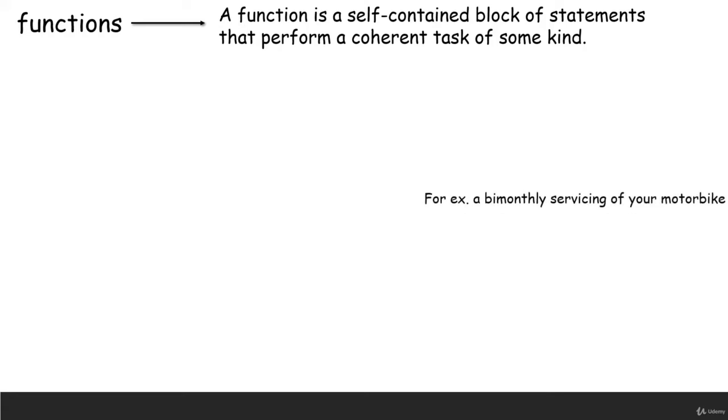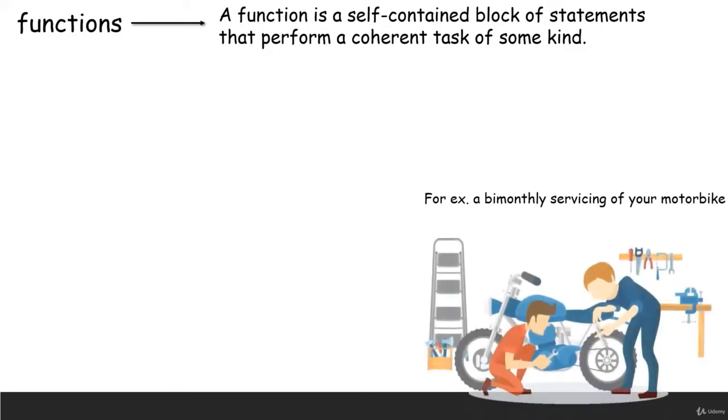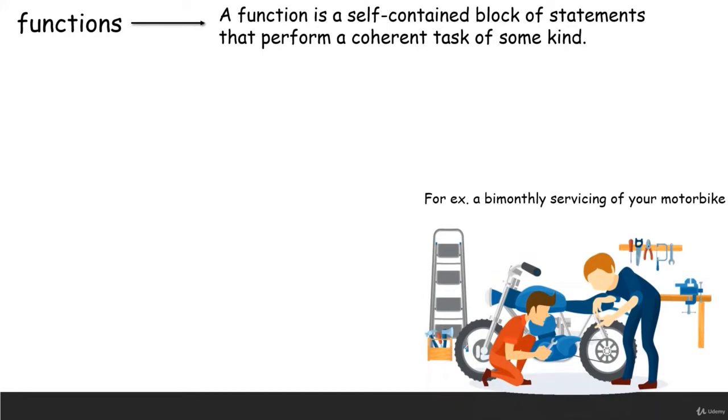For example, a bi-monthly servicing of your motorbike. When you want it to be done, you go to the service station and say it's time to do it now. You don't need to give instruction because the mechanic knows his job. You don't need to be told when the job is done. You assume the bike would be serviced in the usual way the mechanic does it, and that's it.